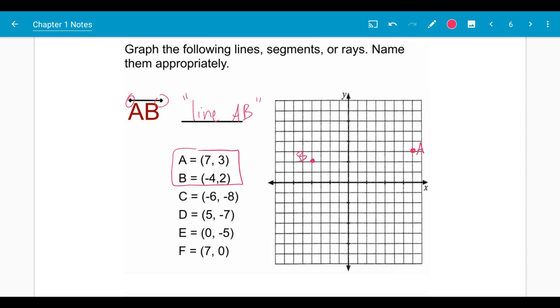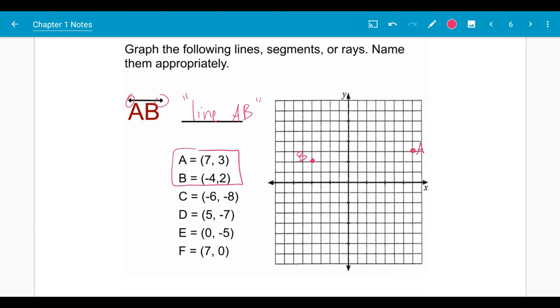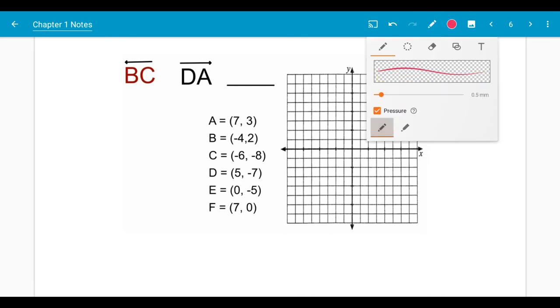And again, put your letters there because sometimes it's going to make a huge difference. And then make sure, a lot of times my students will forget to do this, you've got to put that in there. And just like the picture has 2 arrows on the end, you should have 2 arrows on the end of yours. Like that. All right, a couple more. I'll do BC, and then I want you guys to pause the video, and I want you to do DA.